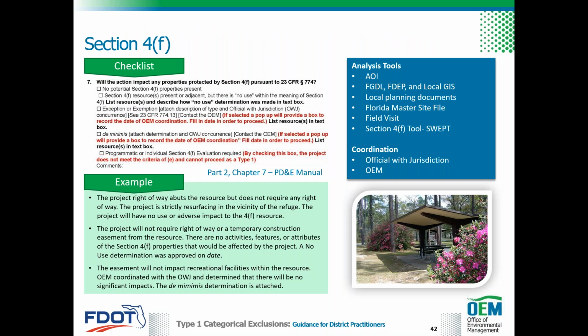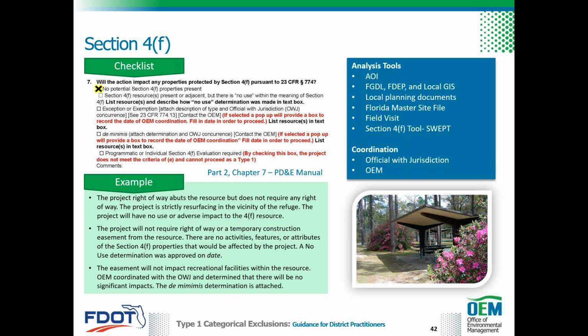Now, Section 4F of the U.S. DOT Act requires FDOT projects to consider park and recreational lands, wildlife and waterfowl refuges, and also historic sites during transportation development. In addition to resources that are identified in that AOI tool, you can review local parks department maps and master plans for local public parks. And we will go over identifying historic sites here in the next section.